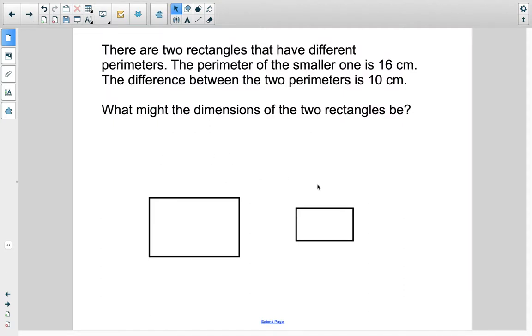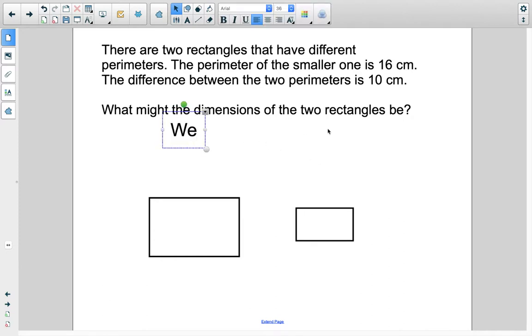So here we have two rectangles, and they have different perimeters, obviously, because one's way bigger than the other. The perimeter of the smaller one is 16 centimeters. The difference, that means subtraction, between the two perimeters is 10 centimeters. What might the dimensions of the two rectangles be? All right, so let's figure out what we know here.